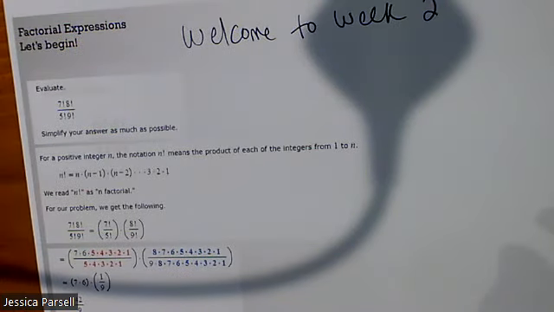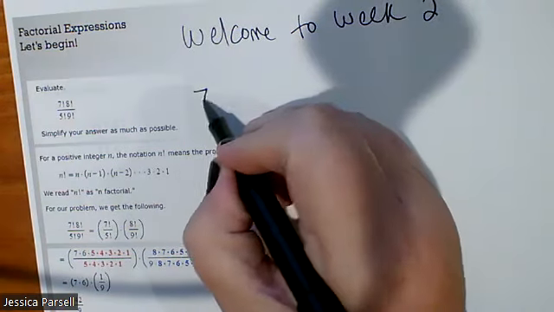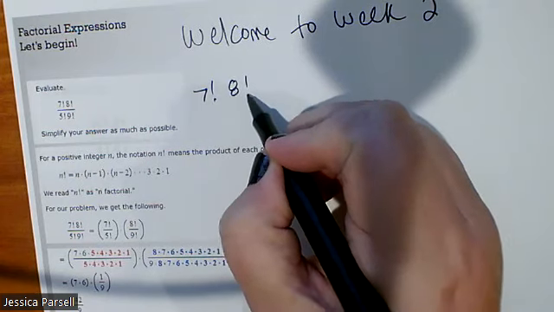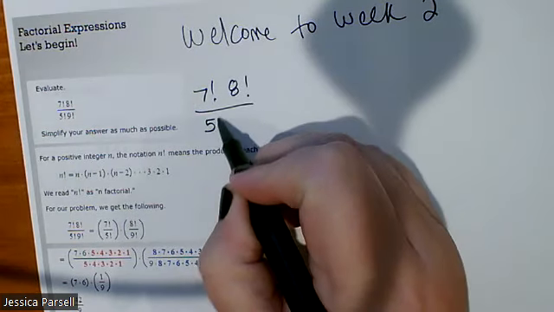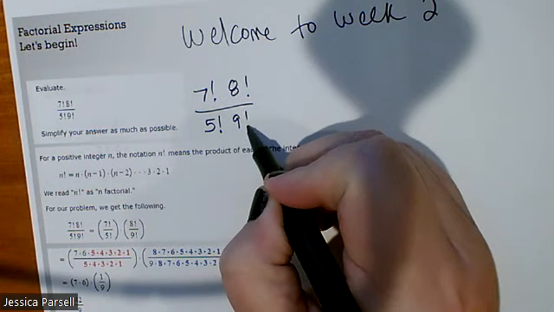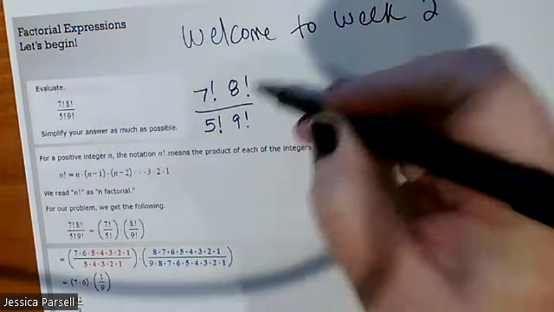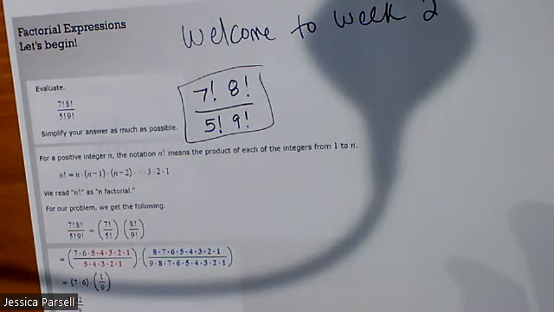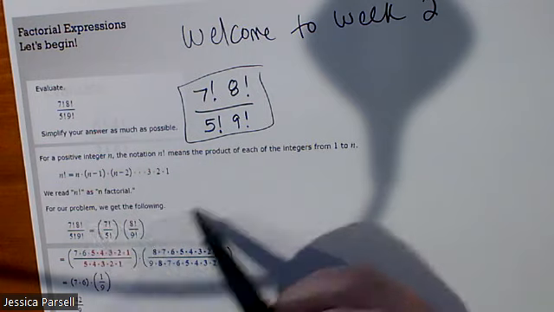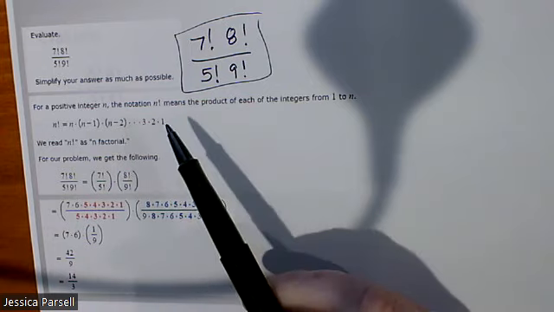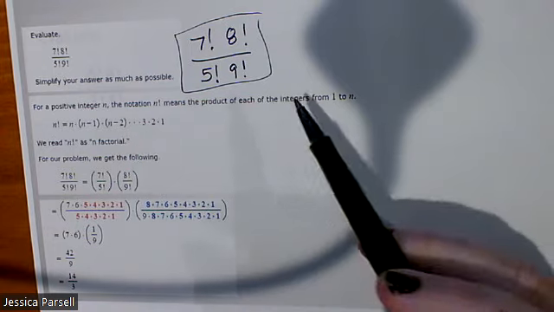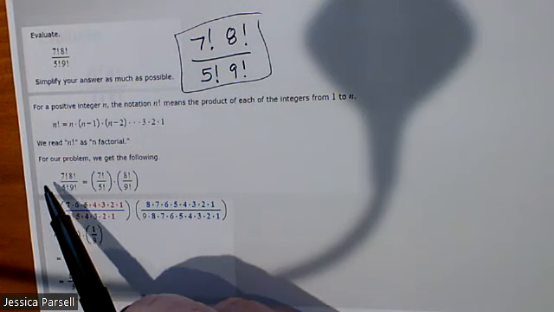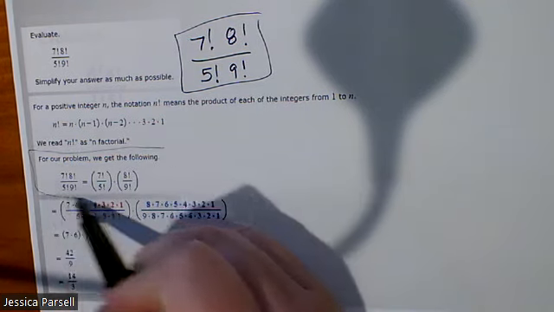So we're going to start off with factorial expressions. You might see something like 7 exclamation point, and 8 exclamation point over 5 exclamation point times 9 exclamation point. So they might give you a problem like this. In fact, I'm pretty sure they will, and ask you to simplify your answer as much as possible. There's a whole definition of factorials, but instead of looking deeply into it, I thought maybe we could just get into what it actually means by working the problem out.